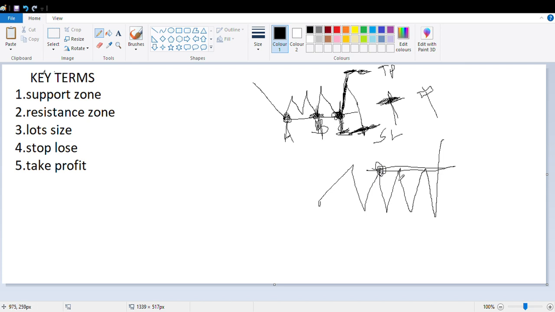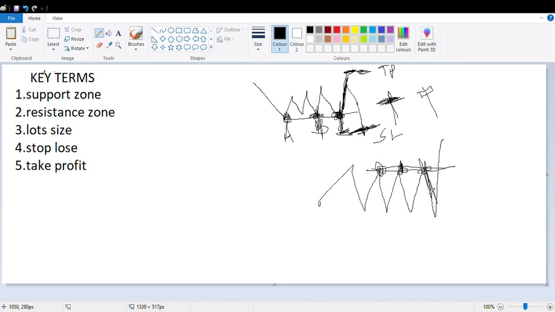Here becomes our resistance zone. Here becomes our resistance zone. So here is our resistance zone A, and then this point is also our resistance zone B, and then our resistance zone C. So what we just need to do is wait for a candlestick confirmation, and then you sell.